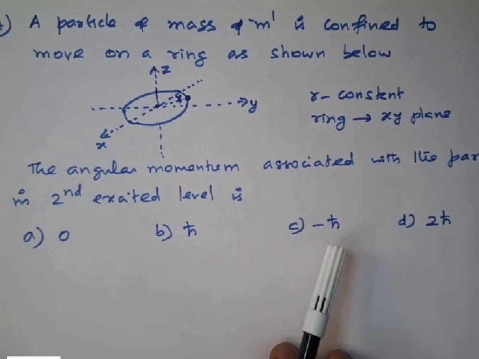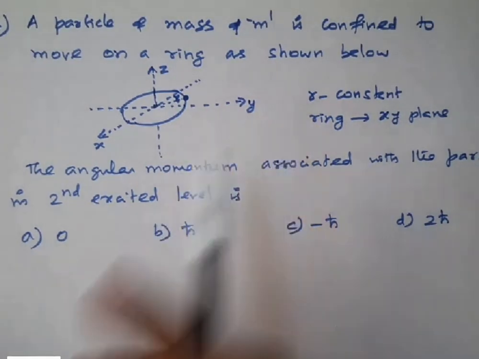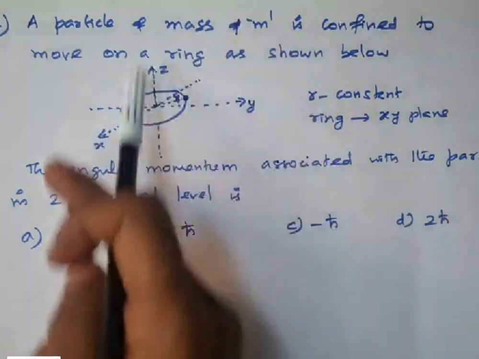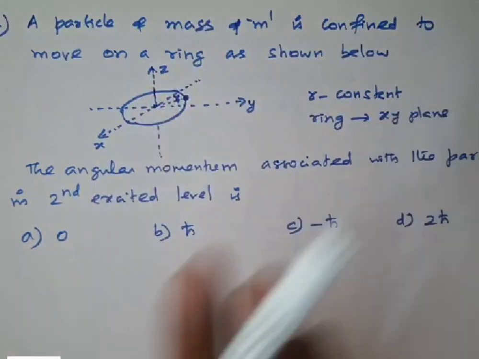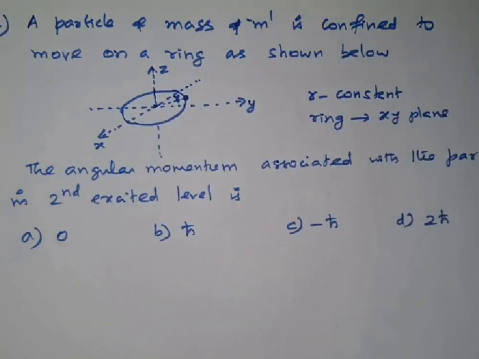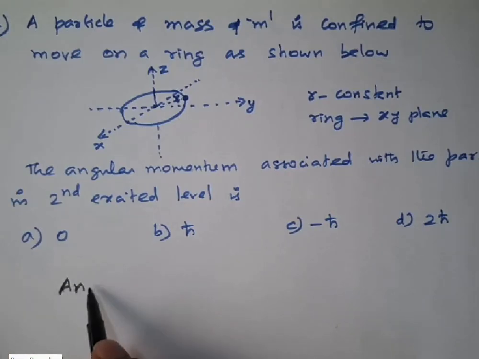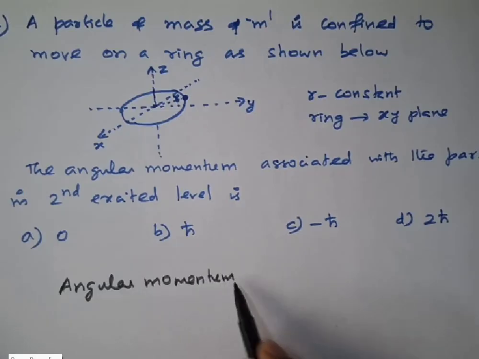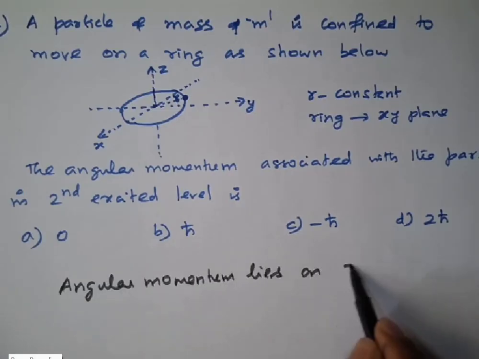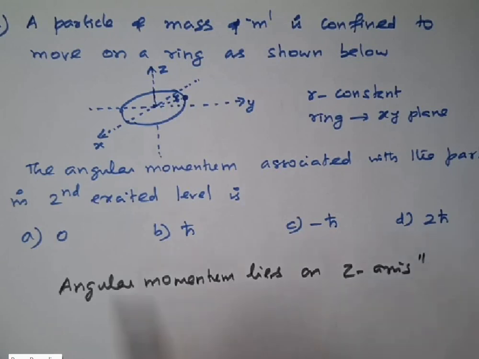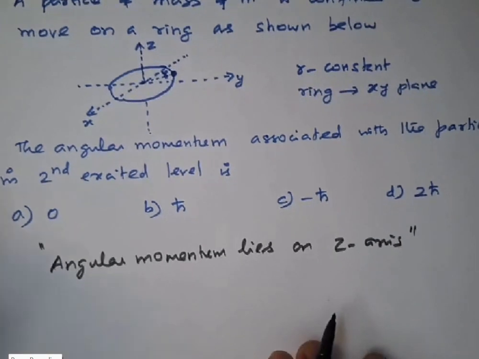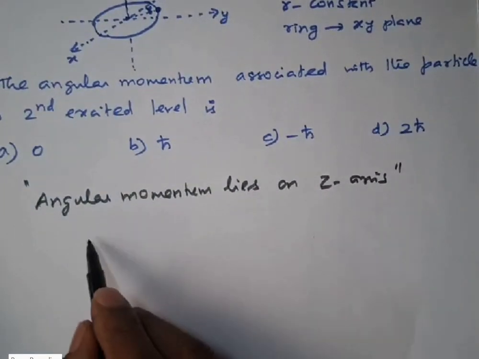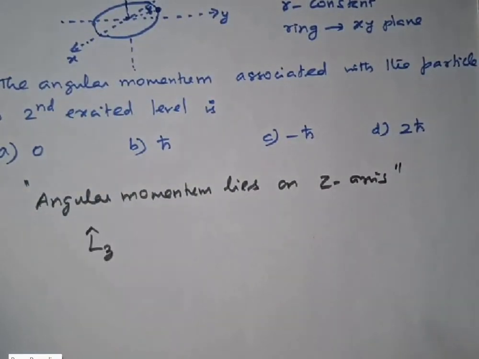Okay, so this is what we need to find out. We need to find out the angular momentum. But listen, the particle is moving on a ring. The ring is in the xy plane. So what is the angular momentum? How to find out? Here, in this case, the angular momentum lies on the z-axis.